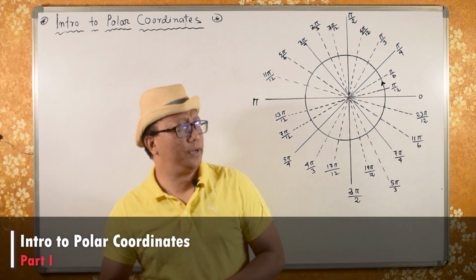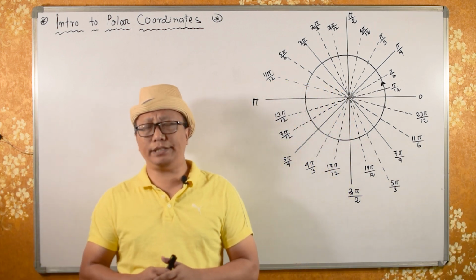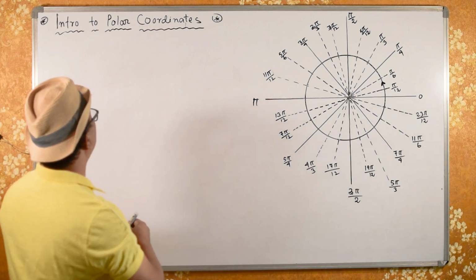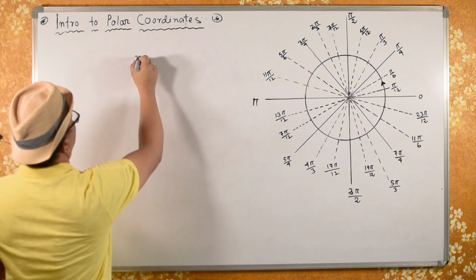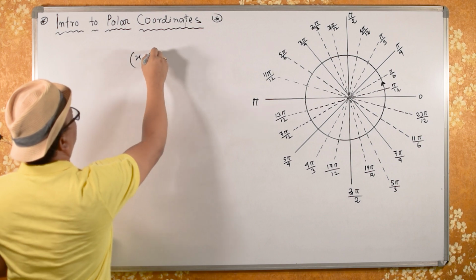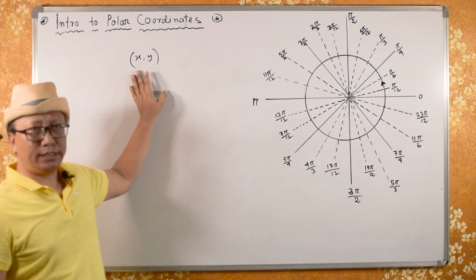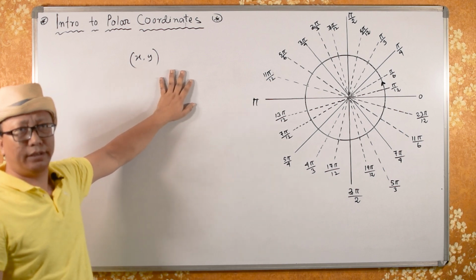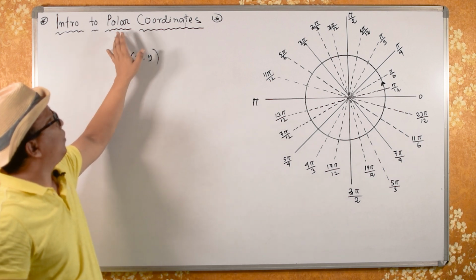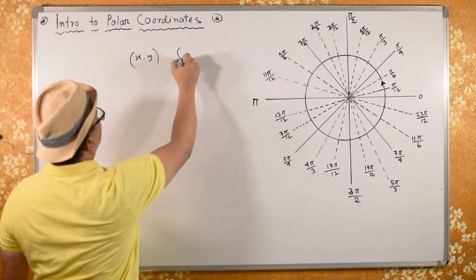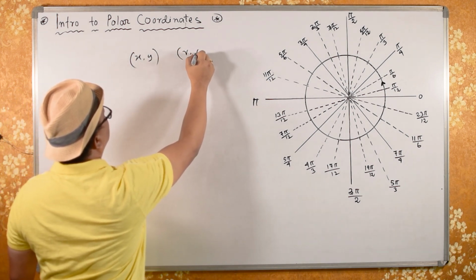Okay, we all know what Cartesian coordinates are. A Cartesian coordinate is of the form x, y, whether in 2 dimensions or 3 dimensions. If it is 3 dimensions, it comes as x, y, z, etc. Now polar coordinates are denoted by r and theta.